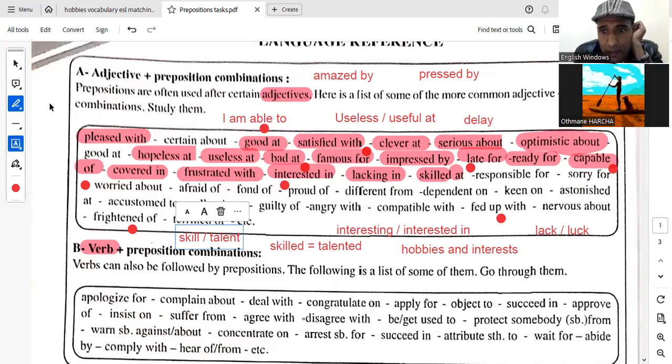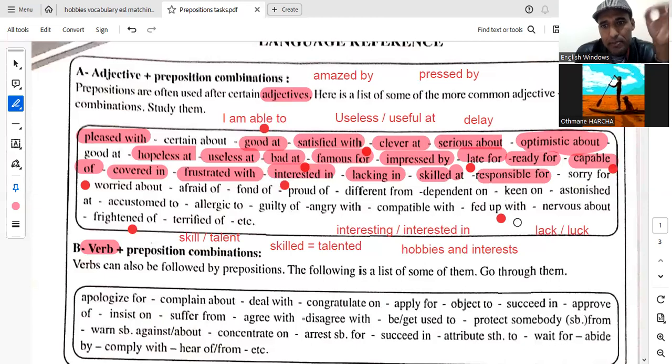Now, responsible for. Responsible for. We say responsible for something. Is someone trusty? What do you mean by trusting? Responsible, ça veut dire responsable tout simplement en français. Responsable, right?